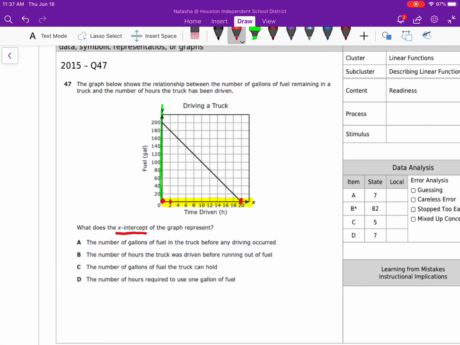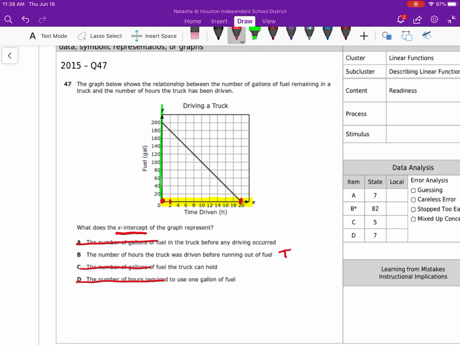Okay, it says, A says the number of gallons of fuel in the truck before any driving occurred. No, because the x-intercept represents the number of hours driven. So A is definitely not an answer choice. B, the number of hours that the truck has driven before running out of the fuel. That sounds really promising. C, the number of gallons of fuel the truck can hold. No, again, we're talking about hours, we're not talking about gallons. D, the number of hours required to use 1 gallon of fuel.